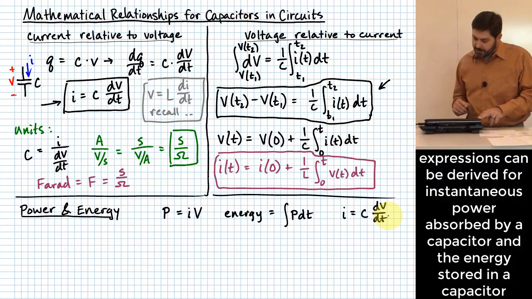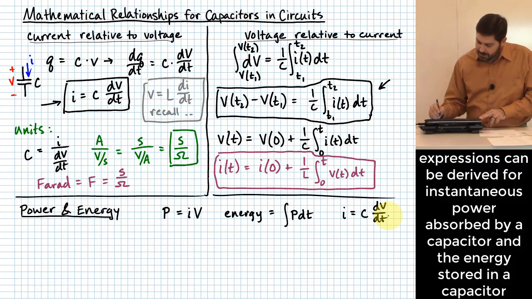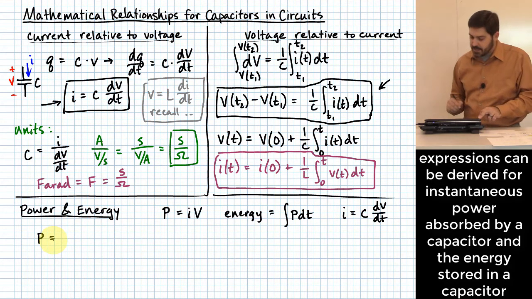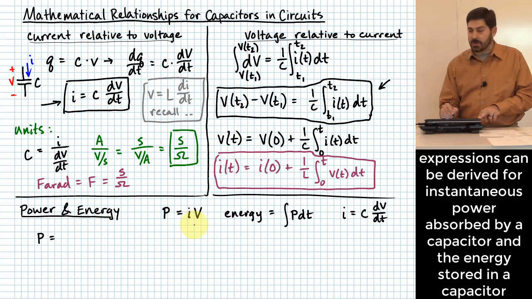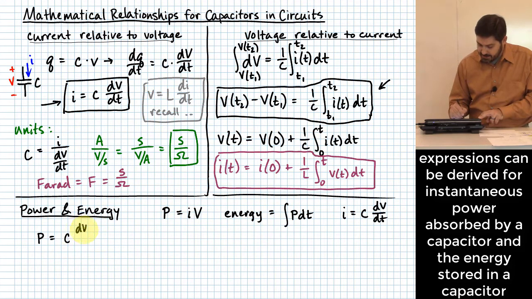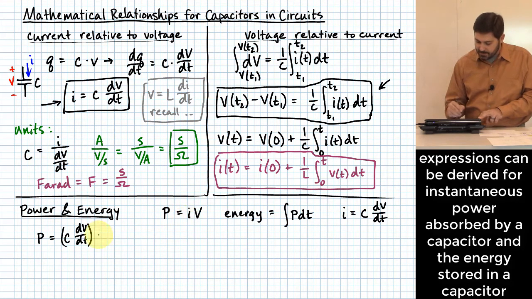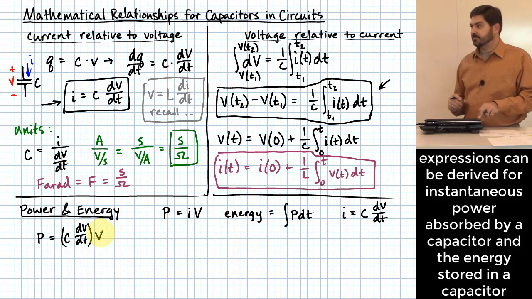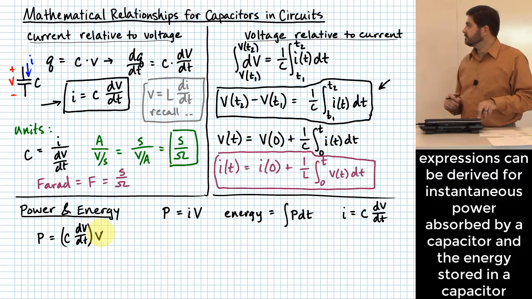So first, let's talk about power, though. If I'm trying to make an expression for power, one of the things I can do is substitute in C dV/dt for the I that I had in my initial expression. So that means I'll have C dV/dt. That is my I that I started out with, P equals IV. But then I'm going to take this and multiply it by V. Agree with that?